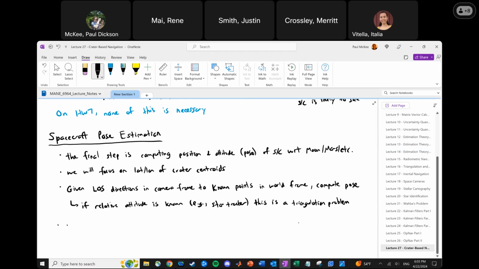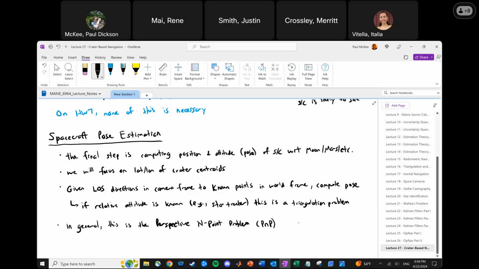So in general, if you're trying to solve for position and attitude at the same time, this is the cooler older brother of Wahba's problem or triangulation. It is simultaneous triangulation and Wahba's problem, which is referred to as the perspective n point problem, which is abbreviated as PNP.